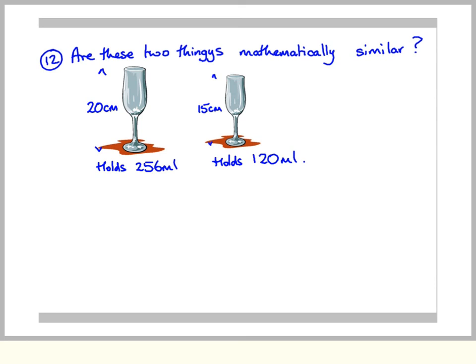Are these two thingies mathematically similar? Right, so you've got two volumes and two heights. So what we want to know is what factor takes this height to this height. So the linear scale factor is the new divided by the old, which simplifies down to 3/4.